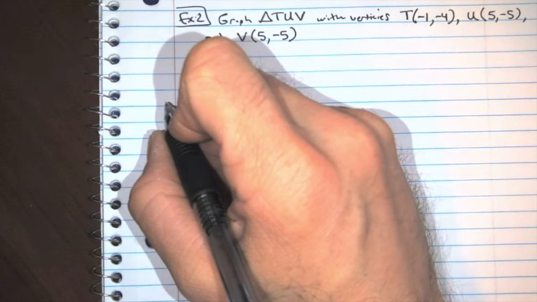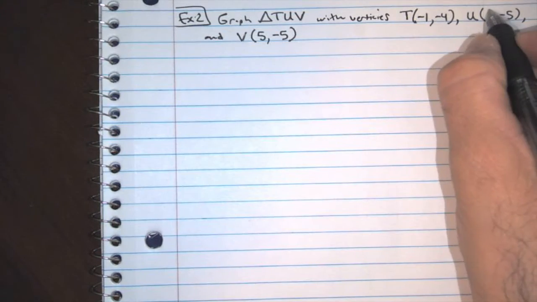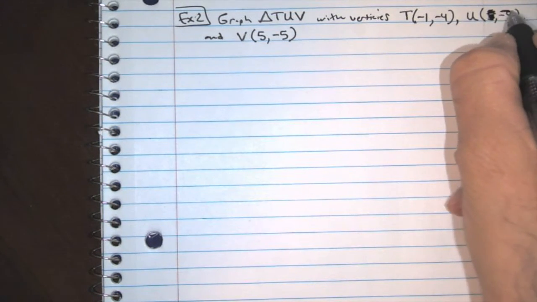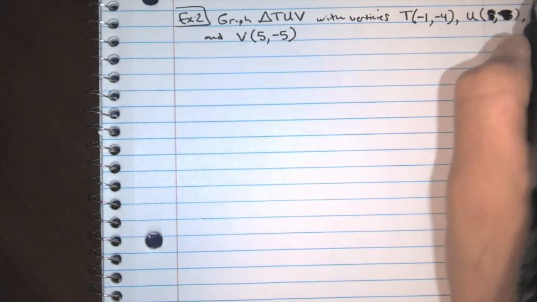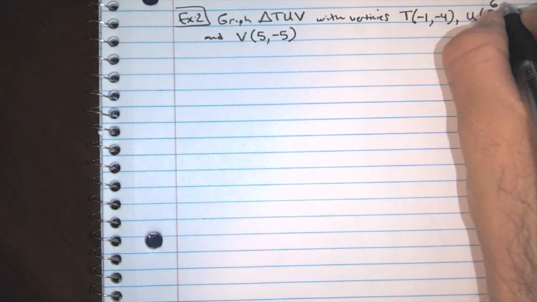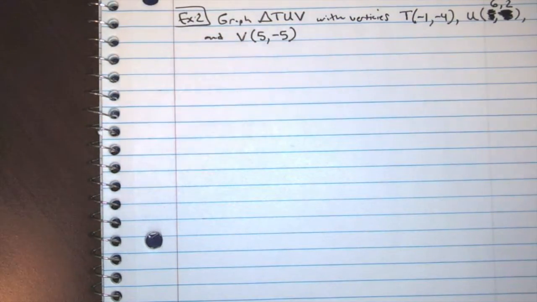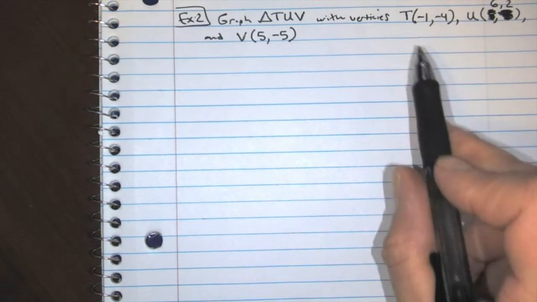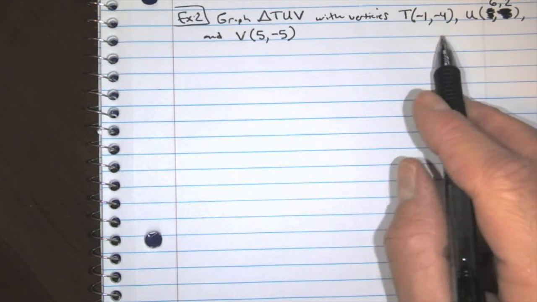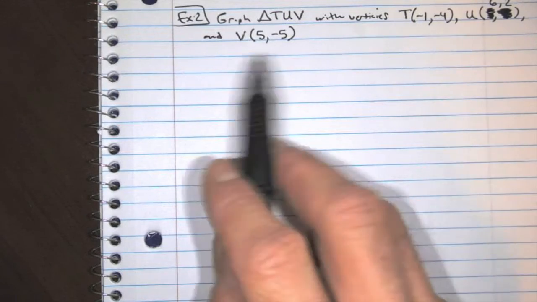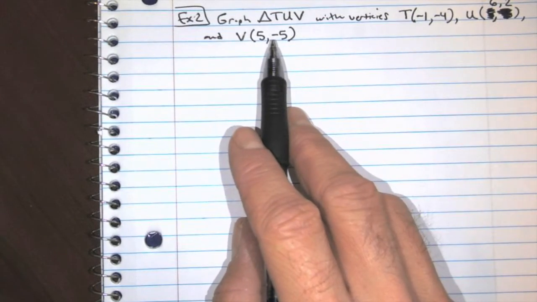And what did I do wrong? Yep, I screwed up. Go back to U. It's not a Mr. Kosal lesson if there isn't at least one mistake. U is 6, 2. Let's change that one, everybody. T is -1, -4. Looking at my notes right now. Yep. U is 6, 2. V is 5, -5.